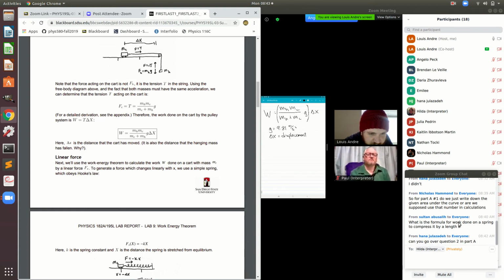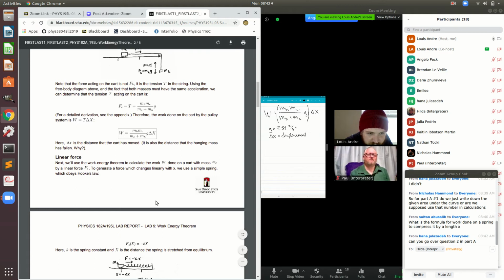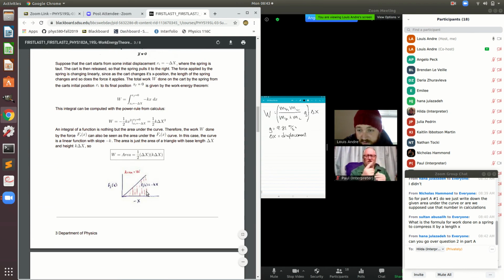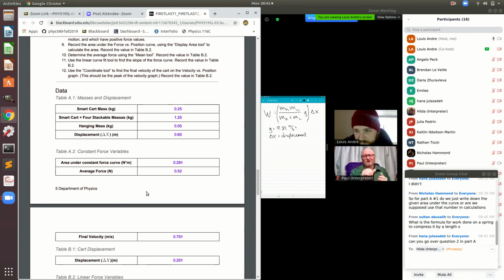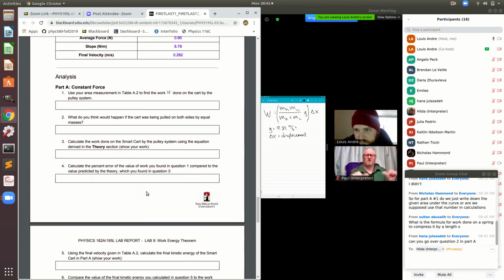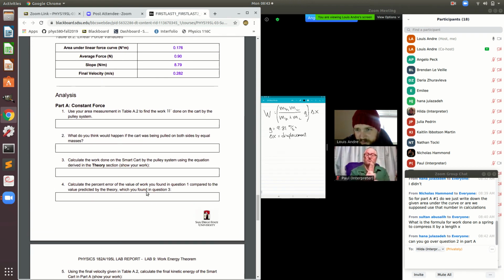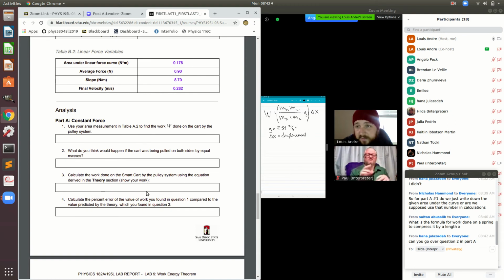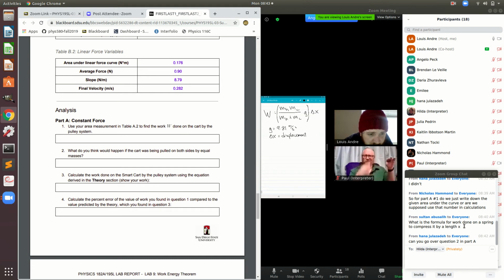From Nicholas: for part A, number 1, do we just write down the given area in the curve? Yes, that's essentially what they're looking for. Use your area measurement in table A2 to find the work done on the cart by the pulley system. That's exactly it. You just write down that area under the linear force curve, or area under the constant force curve.